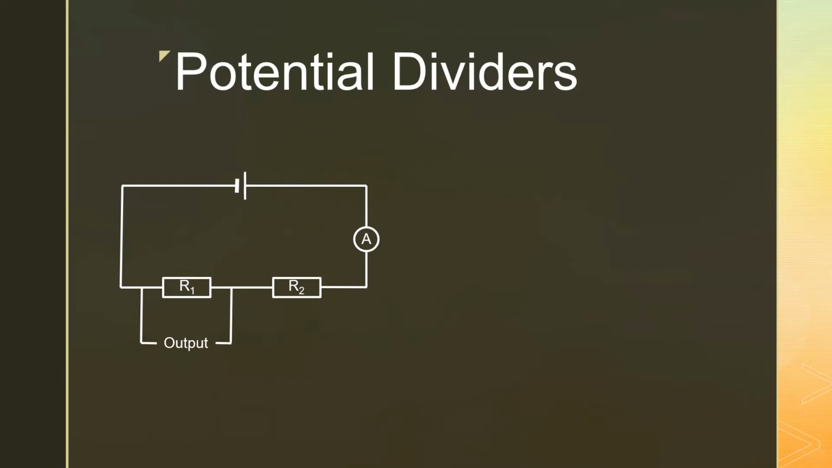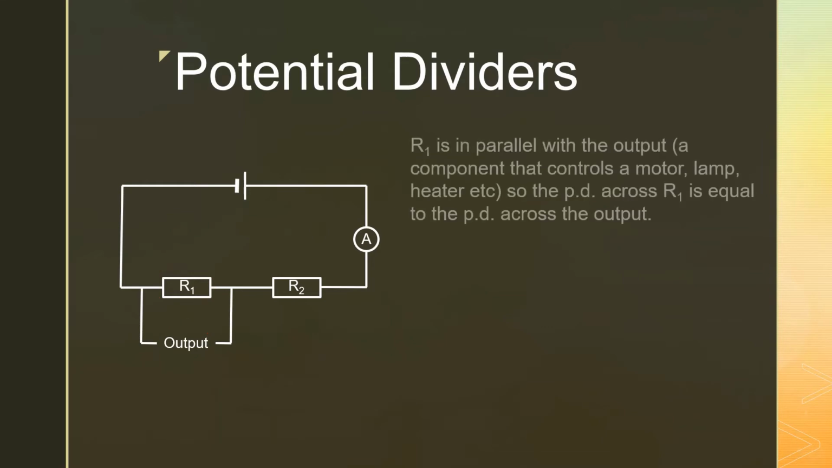And the key one that I want you to remember now is that the potential difference across this resistor is going to be equal to the potential difference across this output. So when we have two components in parallel, the PD across them is always the same. So whatever the potential difference is across R1 is equal to the potential difference across the output. Now, I've written that down here.